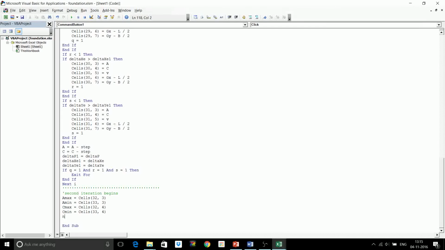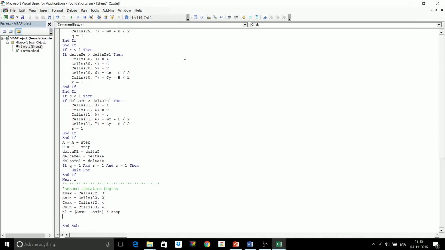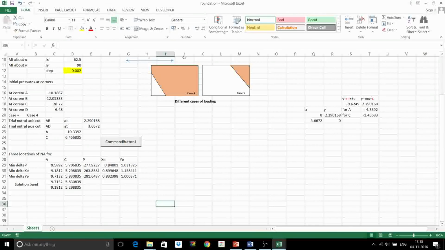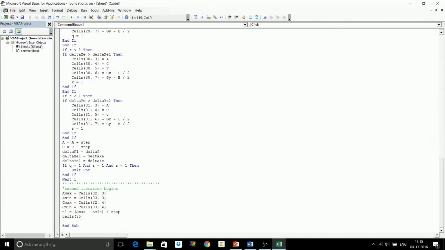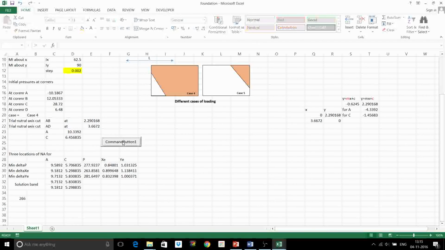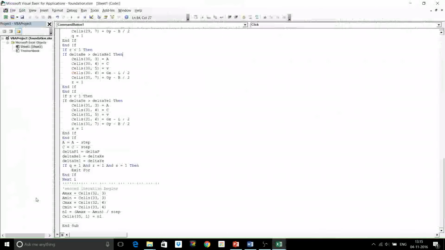I will find out the number of iterations. N1 is equal to (A max minus A min) divided by step. Let me type this: number of iterations, how much we need. Cell 35 1, say, is equal to 1. Let's check. 266 iterations we require to be done.